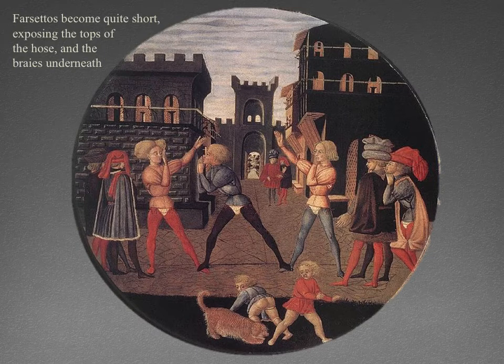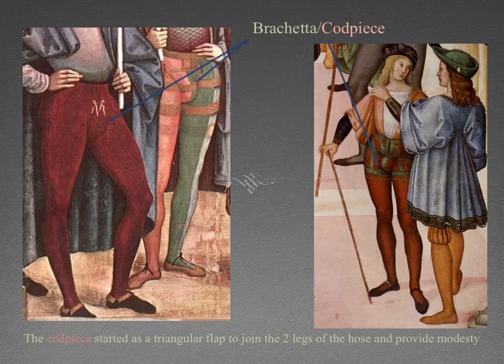So we're kind of not leaving a lot of mystery as to what's going on in the human anatomy here. And so to correct that immodesty, we developed this little piece called, in Italian, a brachetta, in English it's called a codpiece. And this is a little triangular flap of fabric that matches your hose, and you hold it in place, you tie it on with more laces and points, and it's to kind of join the hose together right at the crotch and cover up any peekaboo of those linen brays.